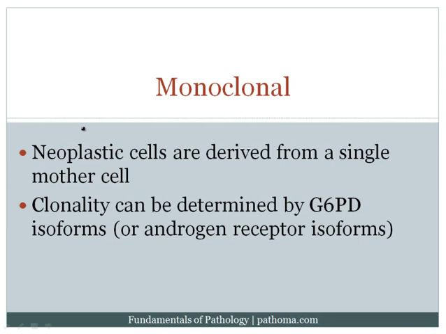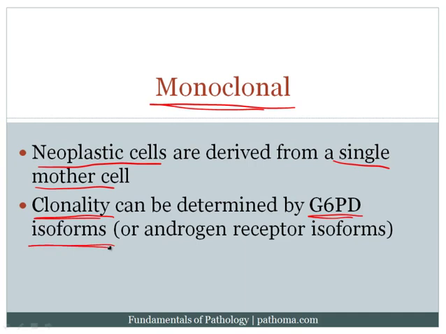And so let's go back and now read what we have here in the text. So we say that one of the key characteristics of tumor is that it is monoclonal. So again, one of the key characteristics of neoplasia is that it is monoclonal. And that means that the neoplastic cells are derived from a single mother cell. And as I've stated here, clonality can be determined by G6PD isoforms.